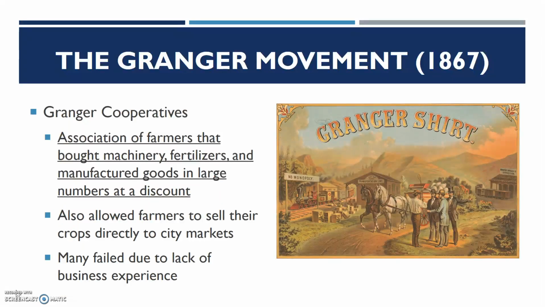Eventually, though, the Grangers built these cooperatives. So basically, it's like a union or an association of farmers that bought things in bulk. They bought machinery, fertilizers, and manufactured goods in these large numbers, and they were able to obtain them at lower prices. They also allowed farmers to sell their crops directly to city markets, and unfortunately, a lot of them failed because of the lack of business experience that these leaders had.